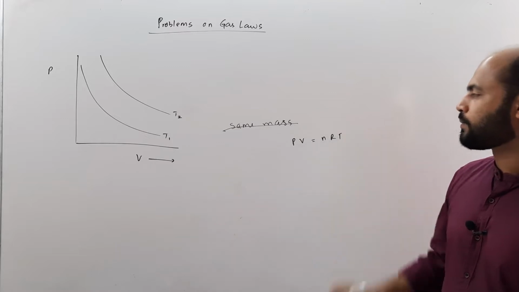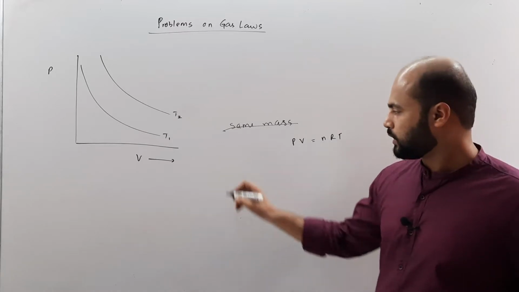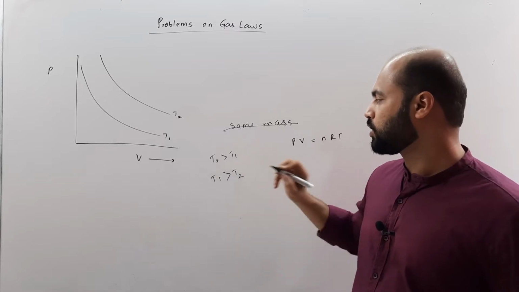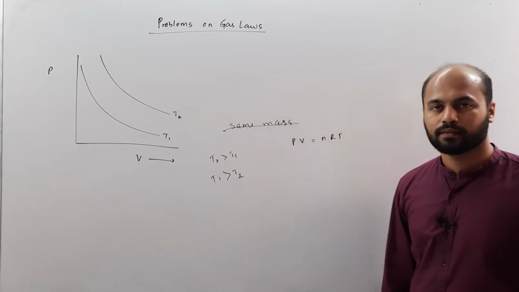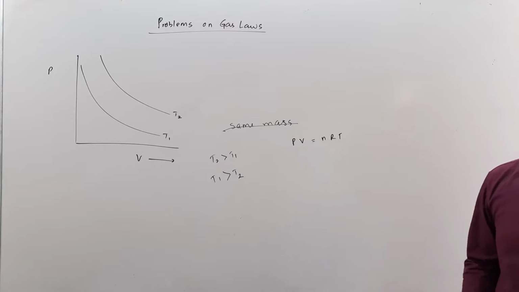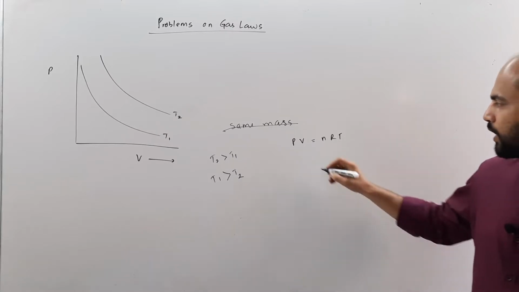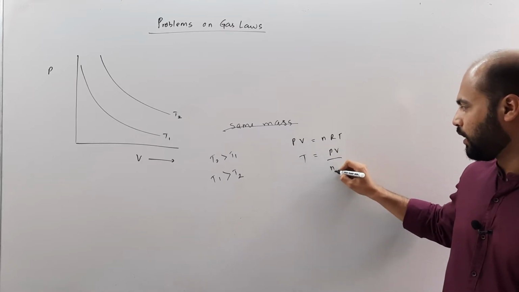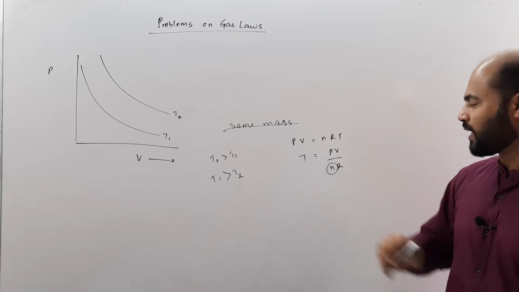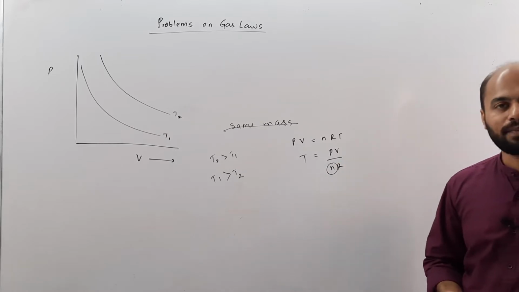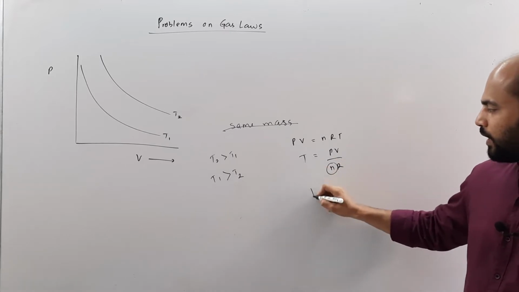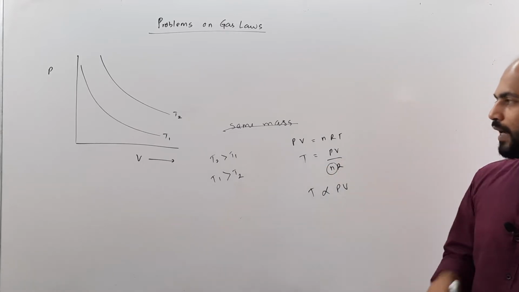The question is, which is higher? Is T2 greater than T1 or T1 greater than T2? Which is true? How do we find this? The only equation that we have is PV equals nRT, and from this we can say that temperature is what we are talking about. So that is PV by nR. Now this quantity was kept constant because it was for the same gas and the same mass. So temperature is directly proportional to PV is what we get from here.